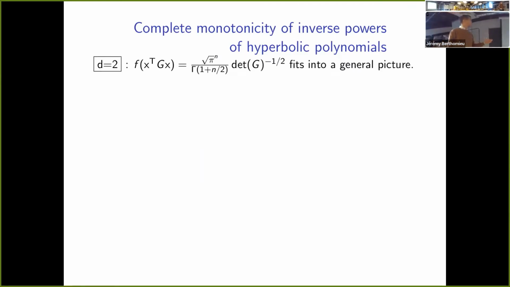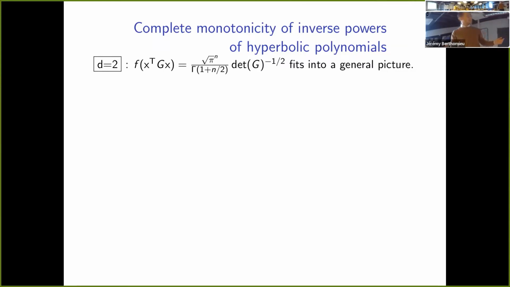Okay. So this is not the only instance when complete monotonicity pops up in the context of real algebraic geometry. There is another series of works that concern hyperbolic polynomials and complete monotonicity. So when you take d = 2 and examine your volume function, in this case, you can easily see that it's proportional to the -1/2 power of the determinant of the positive definite matrix that defines your quadratic form. Okay? So any degree 2 form can be written in this way, right?